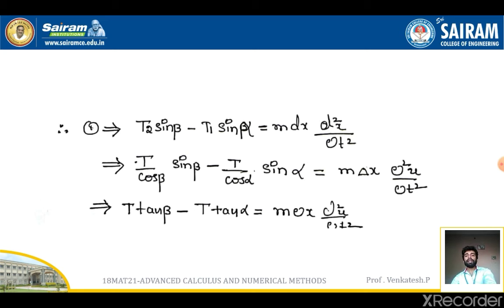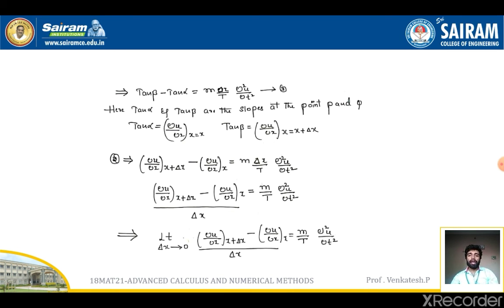I'm replacing T2 as T by cos beta like this, and T1 as T by cos alpha, which will be equal to m delta x ∂²u/∂t². Since sine by cos will be tan, I can replace it as tan beta, and sine alpha by cos alpha will be tan alpha. So I got the tension T tan beta minus tension T tan alpha is equal to m delta x ∂²u/∂t². Now I can write the equation as tan beta minus tan alpha is equal to, since I'm taking T as a common factor and shifting it to the RHS, m into delta x by T ∂²u/∂t². Call it equation number 1.